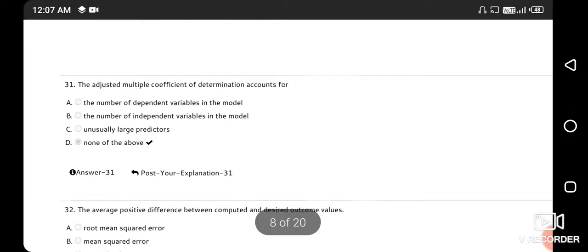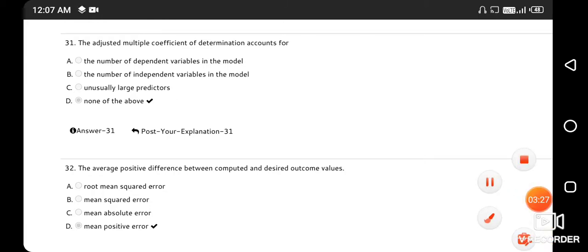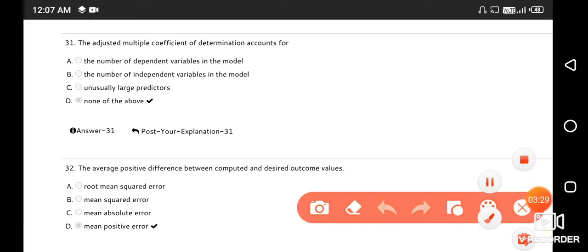Next question. The adjusted multiple coefficient of determination accounts for. So the right answer is option number D, none of the above.